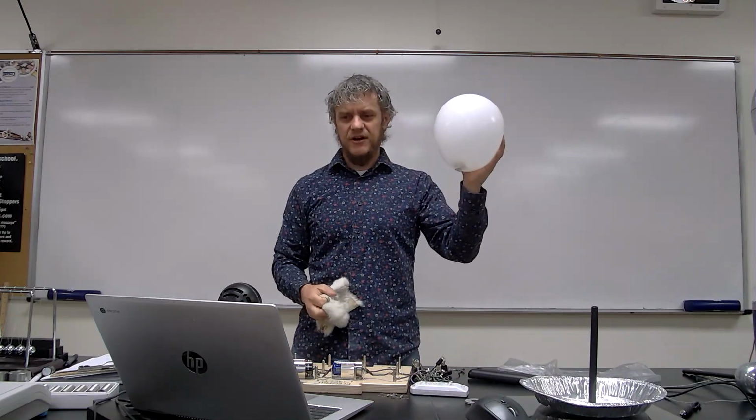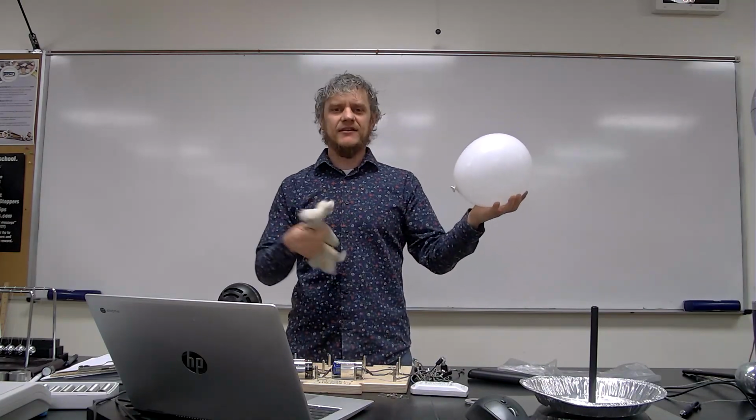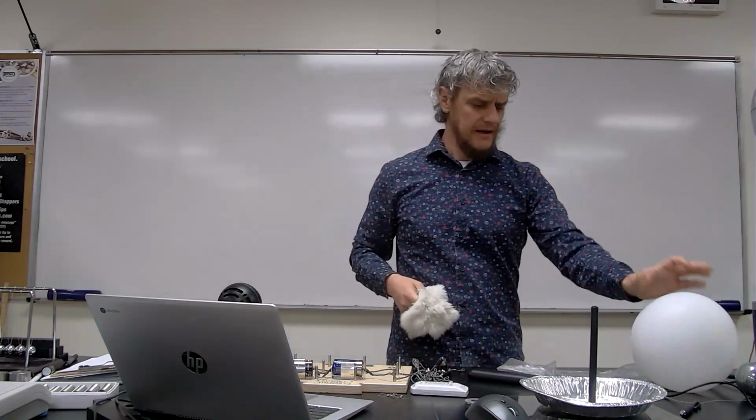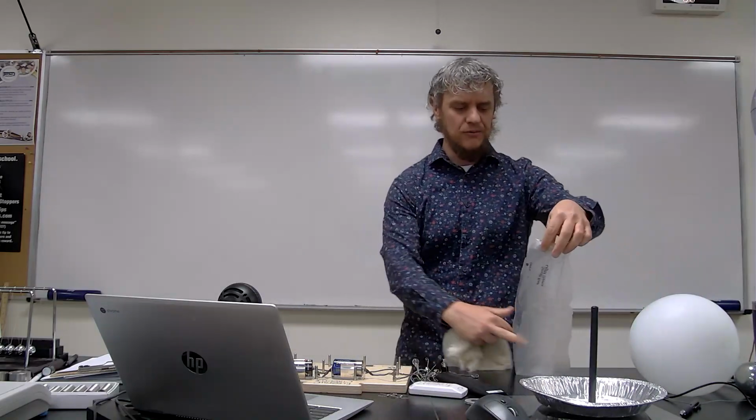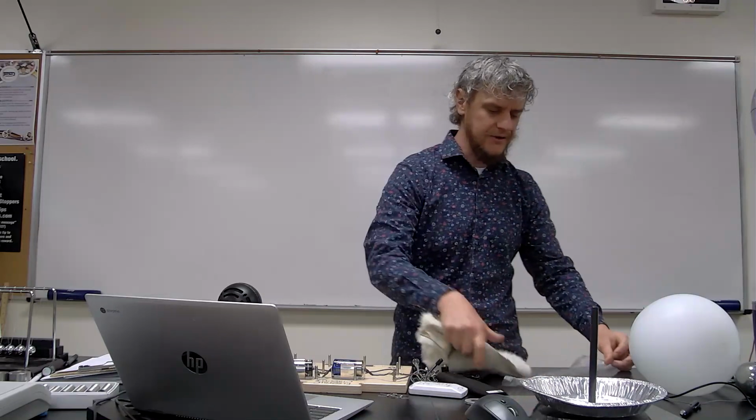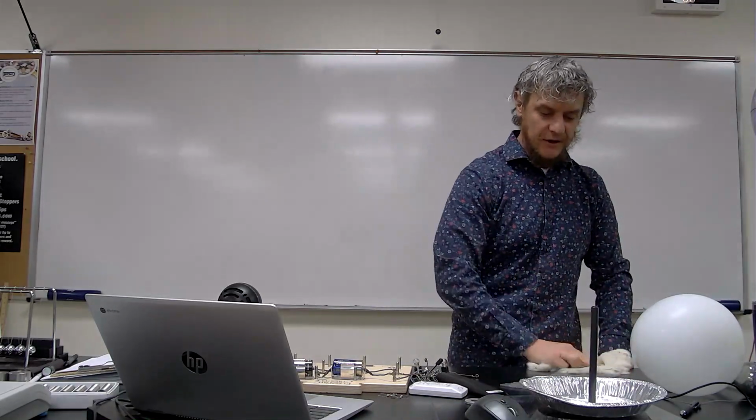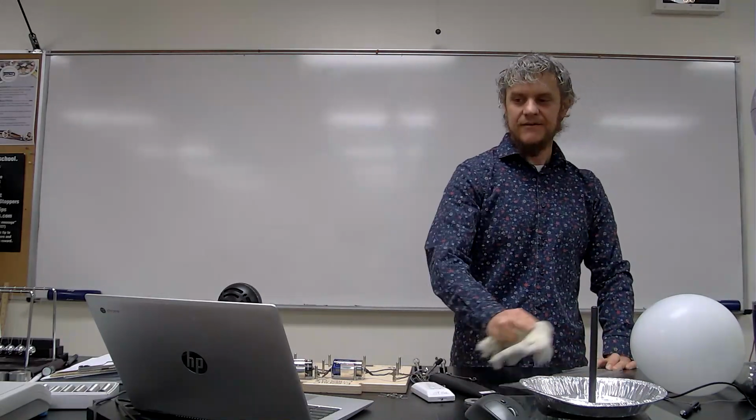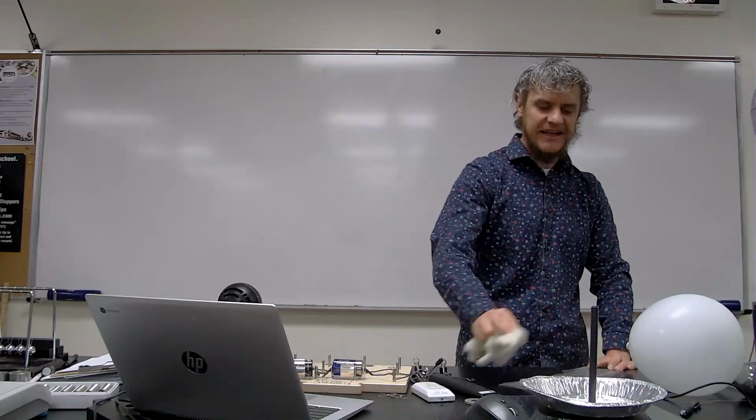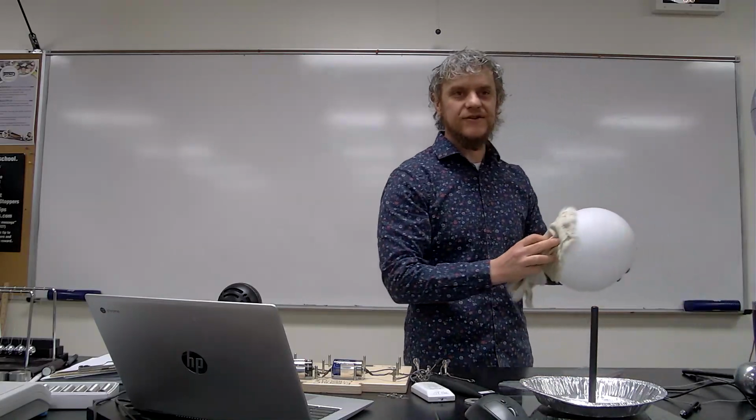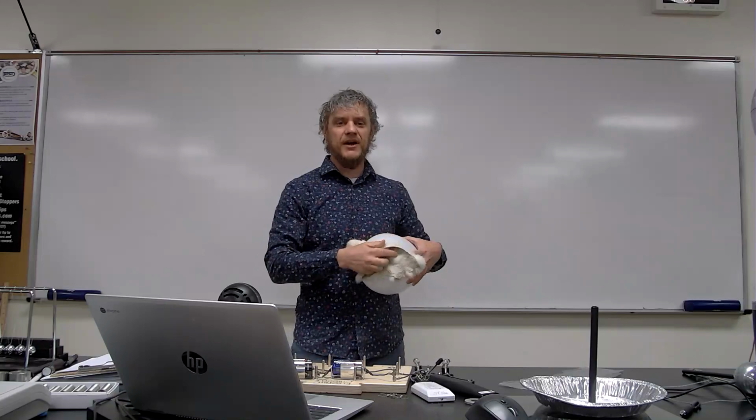So this is now charged. This is now negatively charged because it gained electrons from the rabbit fur. And then I'm going to do the same thing to this loop of produce bag, and it will also gain electrons. So if both the balloon and the piece of plastic gain electrons, then I should get two negatively charged objects repelling each other.